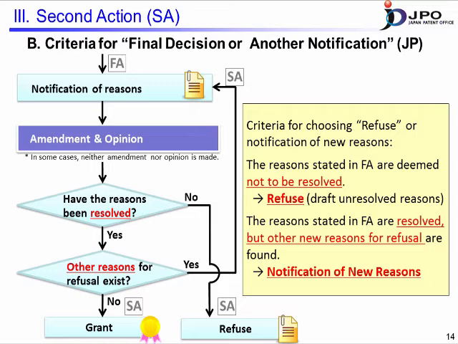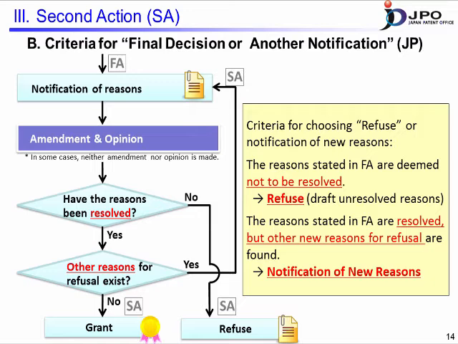After the FA, the applicant sometimes doesn't reply, either with an amendment or an opinion. In this case, it is likely that the examiner will refuse the application. The applicant usually submits an amendment and an opinion. The examiner fully considers the contents thereof and considers the next action. When the reasons stated in the FA are deemed not to have been resolved, the examiner refuses the application and drafts unresolved reasons to the applicant.